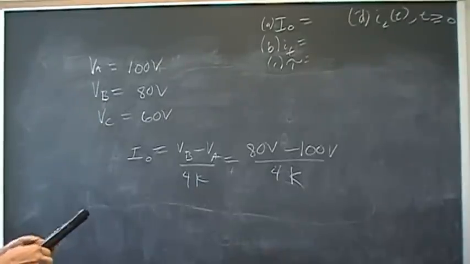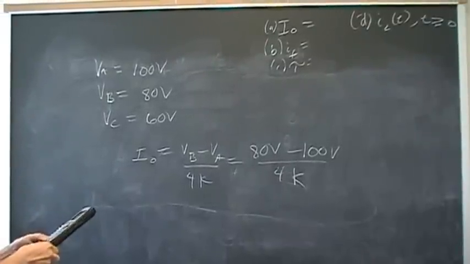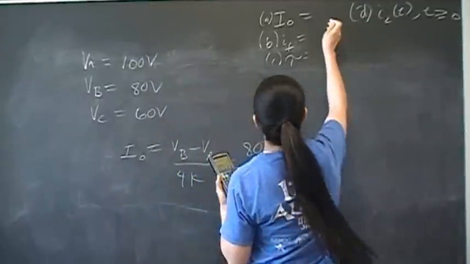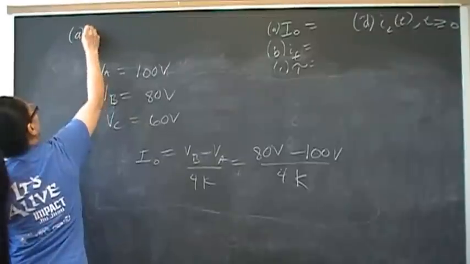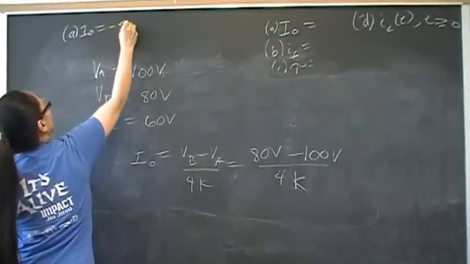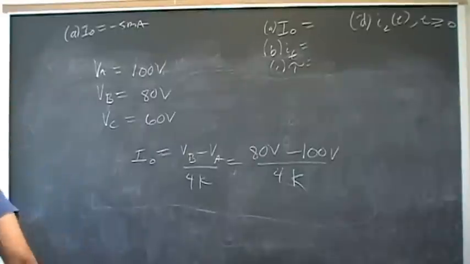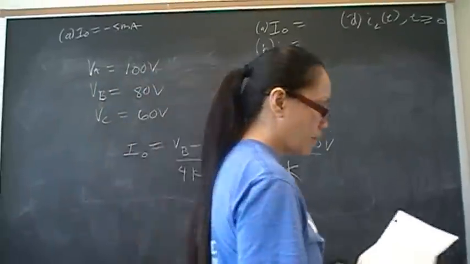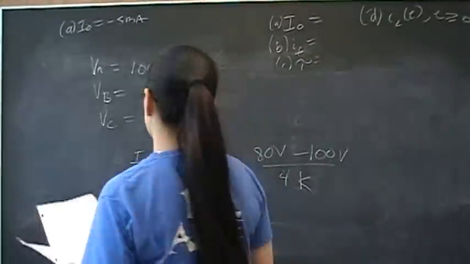So 80 minus 100 divided by 4K is going to give me negative 5 milliamps. So let's put the A over here. I naught is equal to negative 5 milliamps. Okay, so that's one part of finding the general equation. Now, part B, we're going to find the final equation.